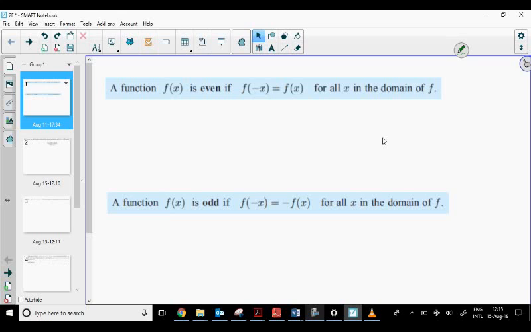Did you know that an odd times an odd is an even? Math HL. Hey, Ropke here. We're on 2e, even and odd functions.